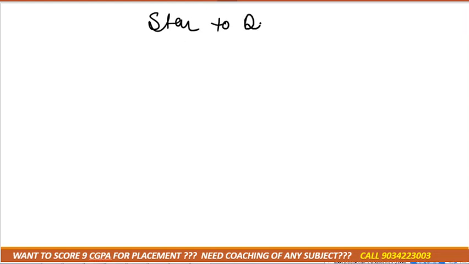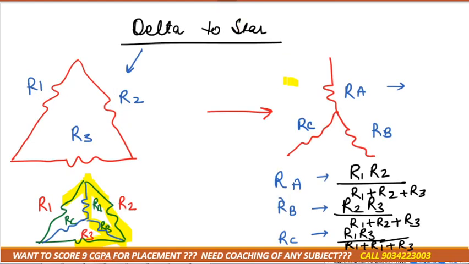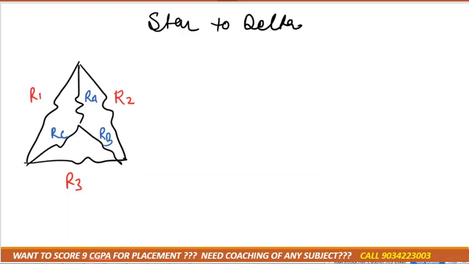Similarly, we can convert from star to delta. Again we need to draw the star and delta connection in the same way. Suppose this one is RA, RB and RC, right? This one is R1, R2 and R3. Now tell me, we want which value? Now we want to convert star to delta. We want R1, R2 and R3.